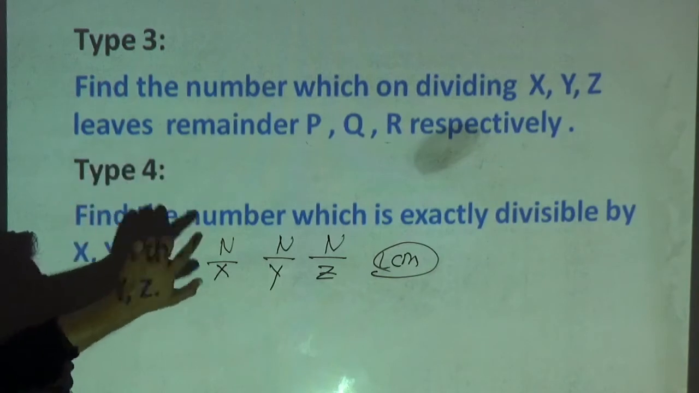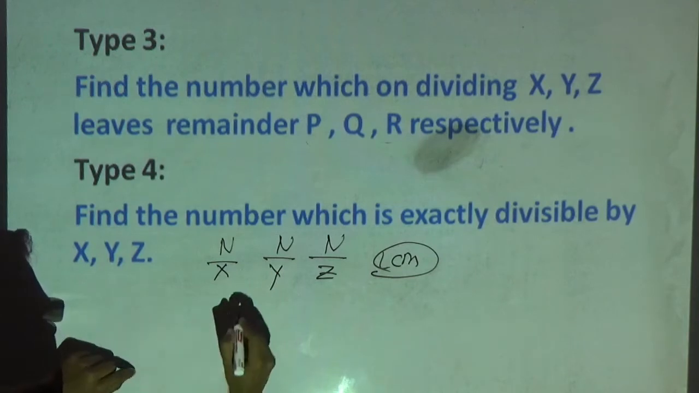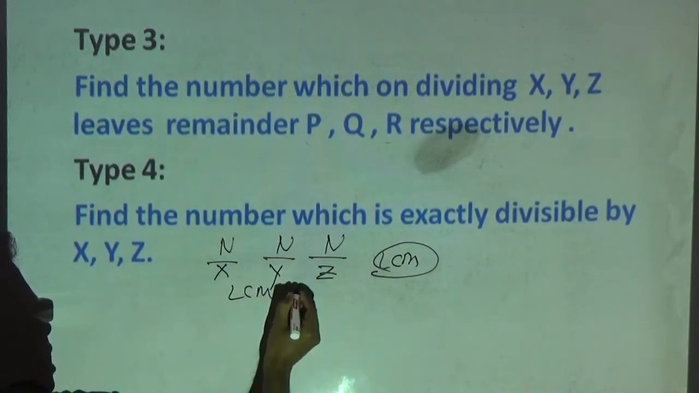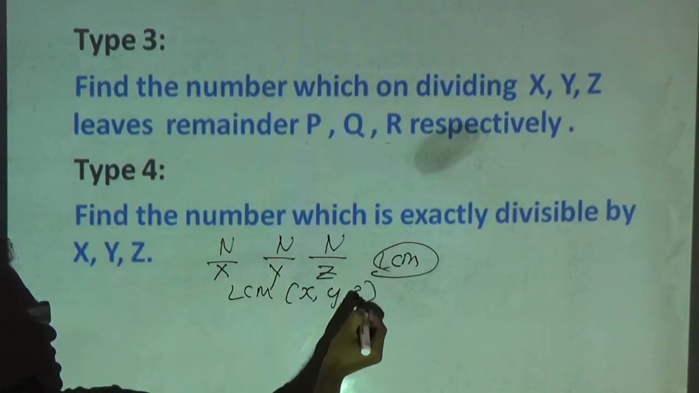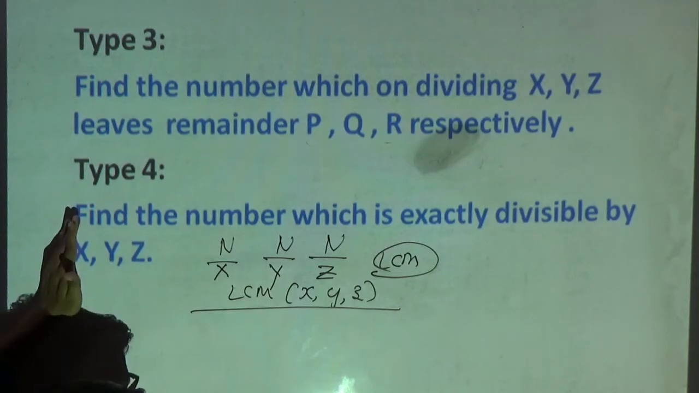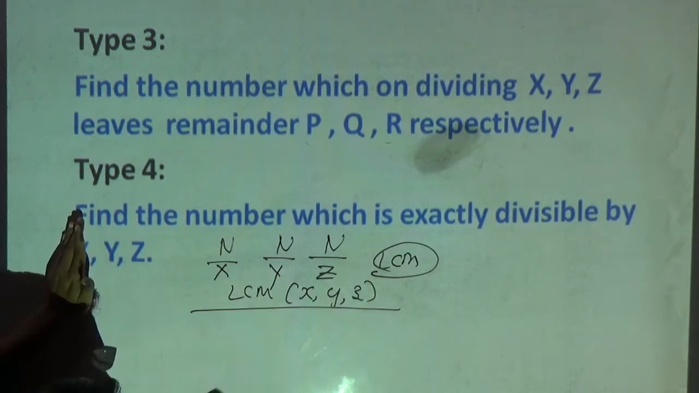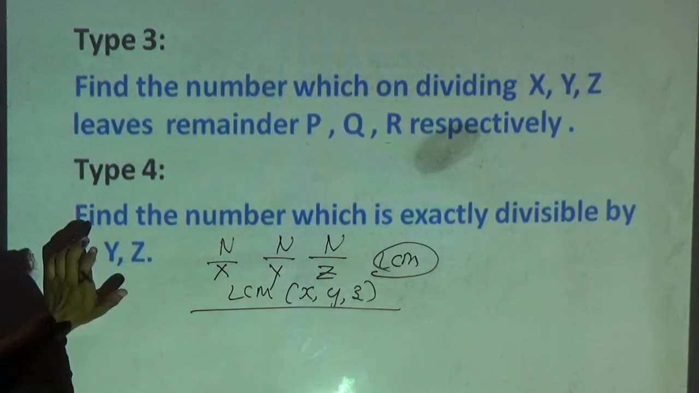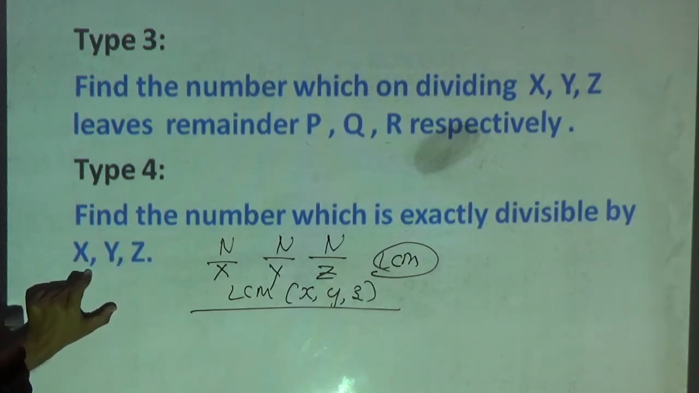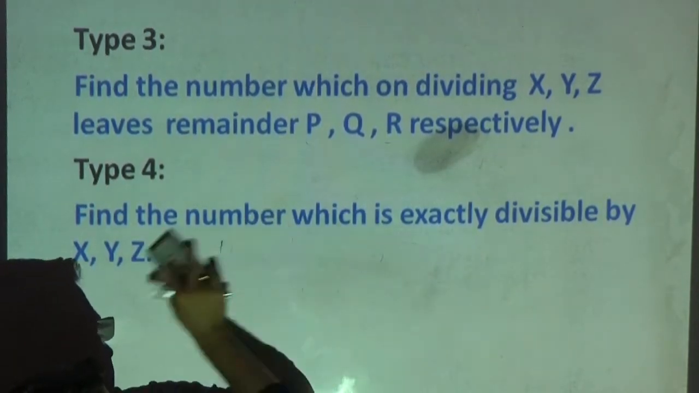See, the number which is exactly divisible means zero remainder, that is no remainder. Then you have to find out LCM of x, y, z, because there is no remainder. The solution for this type of question is LCM of x, y, z. That's it. Hope you have understood type 4. First you should see whether the number that I want is in the numerator or in the denominator. If it is in the numerator, you are finding LCM. If there is no remainder, just find LCM of x, y, z and you will get that number. Okay, I will go for the next type.